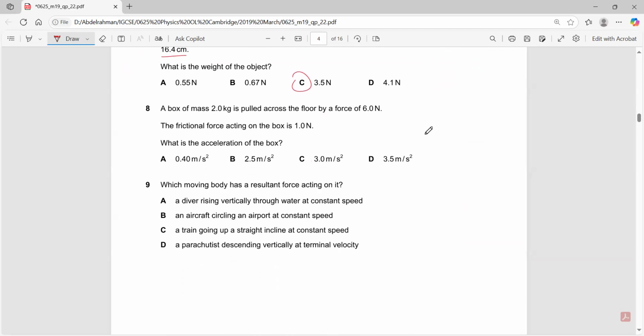Question 8. A box of mass 2 kilograms is pulled across a floor by a force of 6 newtons. There is a frictional force of 1 newton. What is the acceleration of the box?